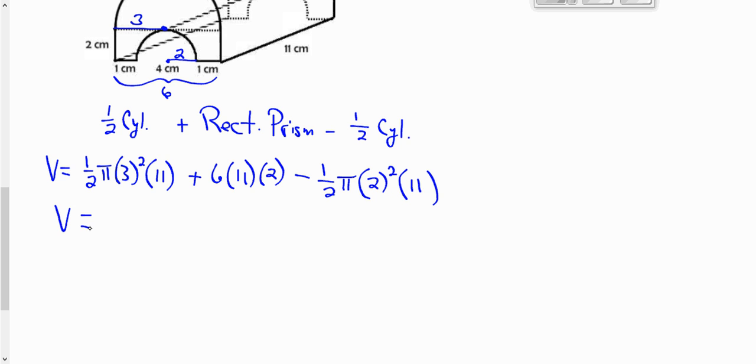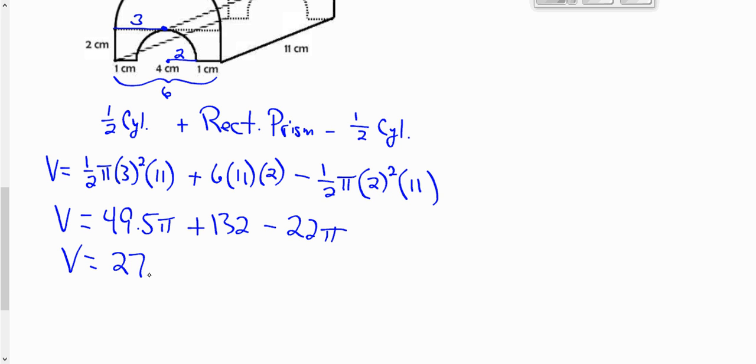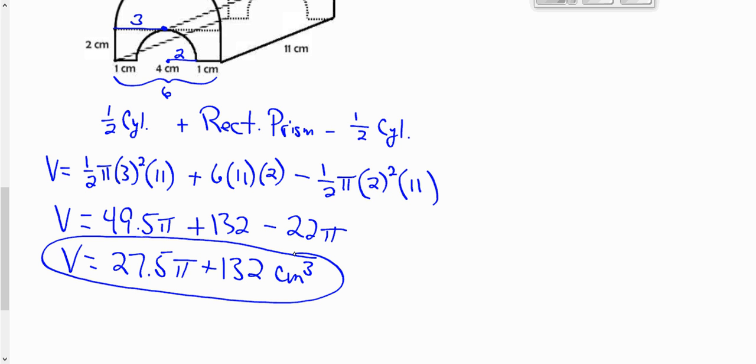So that one would be 49.5 pi plus, that becomes our 132. And then we subtract, this becomes 22 pi. And now these are like terms here, right? We can combine them. Okay? It gives us our 27.5 pi plus 132 cubic centimeters. Okay? Fill it up. My monkey lived.